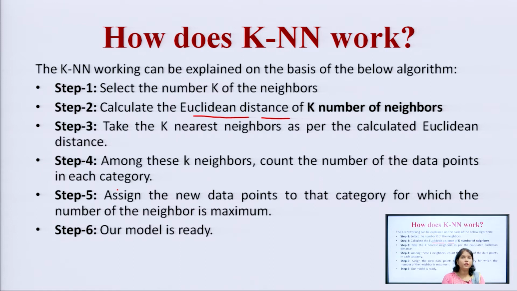You will calculate the Euclidean distance to the data points and take the k nearest neighbors as per the calculated distance. Okay. And finally, among these k neighbors, count the number of data points in each category, and assign the new data point to the category for which the number of neighbors is maximum. Then your model will be ready. So, you have to do all these steps.